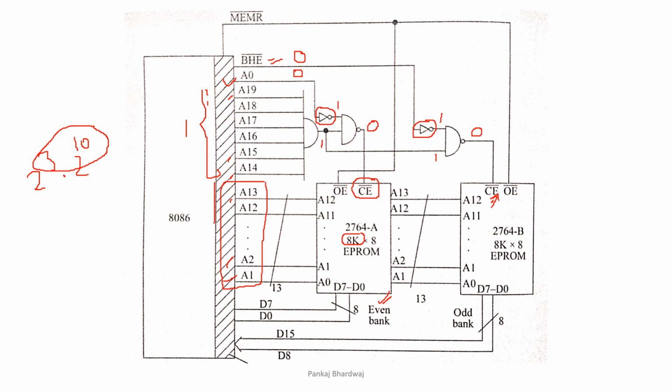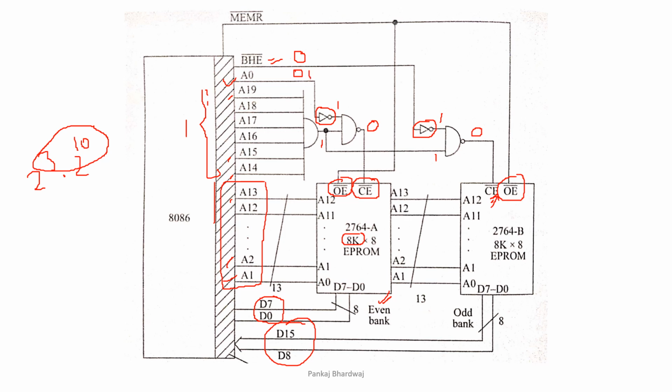The odd bank is connected to D8 to D15, that means higher order data is available, and the even bank is connected to D0 to D7, the lower order data. The memory read signal is the output enable signal of the chip. So this memory read is connected to the OE bar of both these chips, the output enable signals of both the chips. Let's take an example of BHE is 0 and A0 is 1.